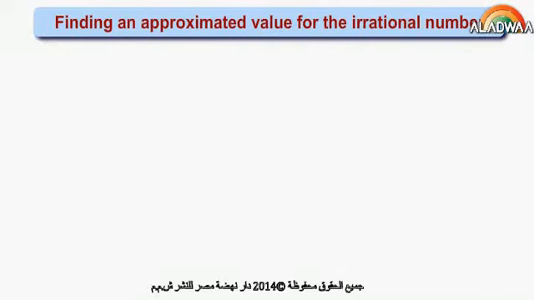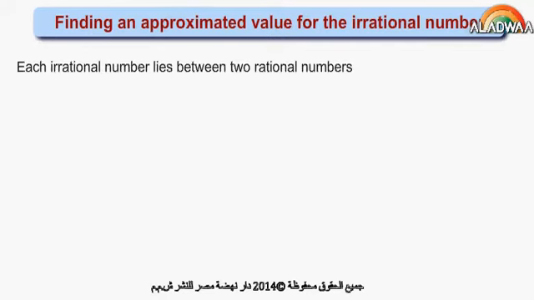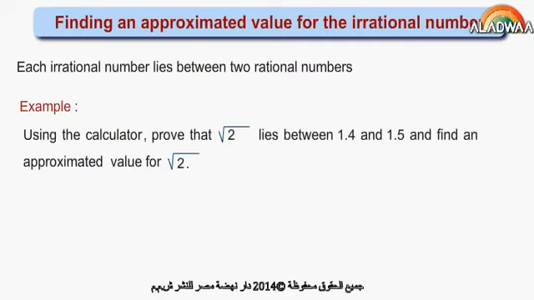Lesson 3. Finding an approximated value for the irrational number. Each irrational number lies between two rational numbers. Example: using the calculator, prove that the square root of 2 lies between 1.4 and 1.5, and find an approximated value for the square root of 2.